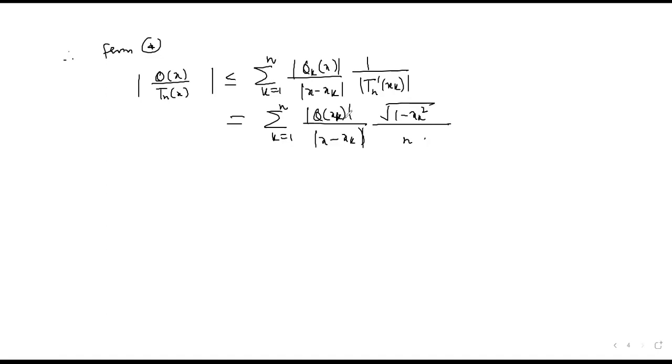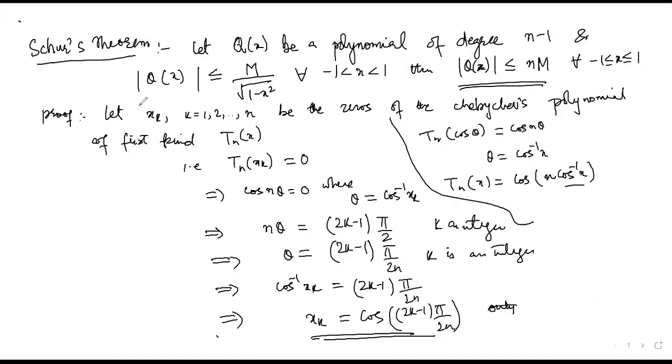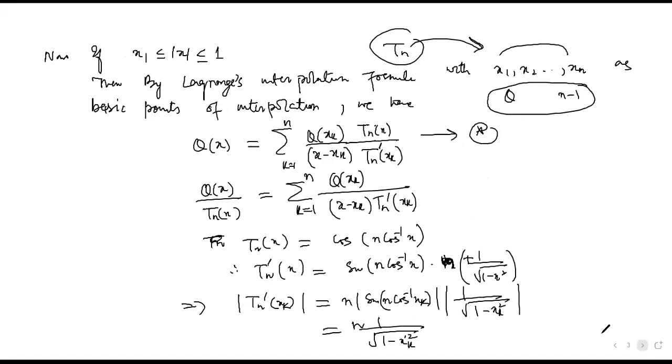Okay. Now we know something else. We know that the hypothesis in our Schur theorem is that Qx is less than equal to this thing, provided x lies between -1 and 1, or xk's lie between -1 and 1. All those values lie between -1 and 1. So in particular, Q of xk would be less than equal to m times this thing. So we will write that here.